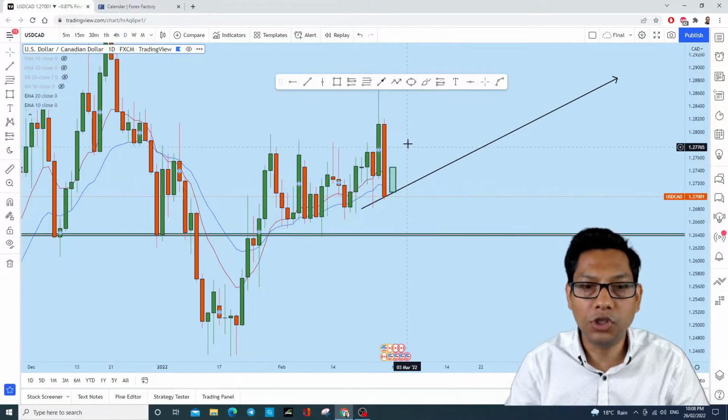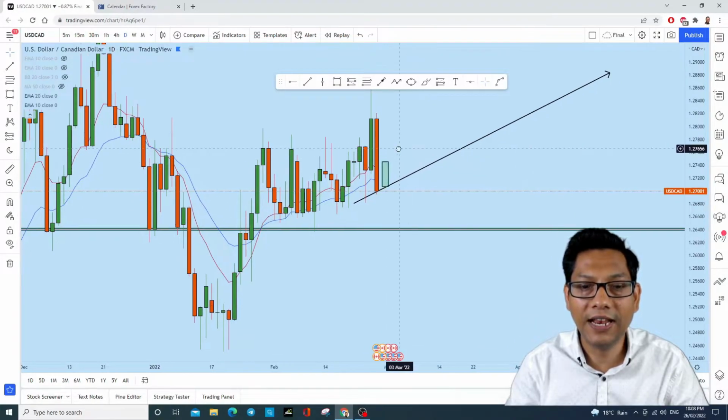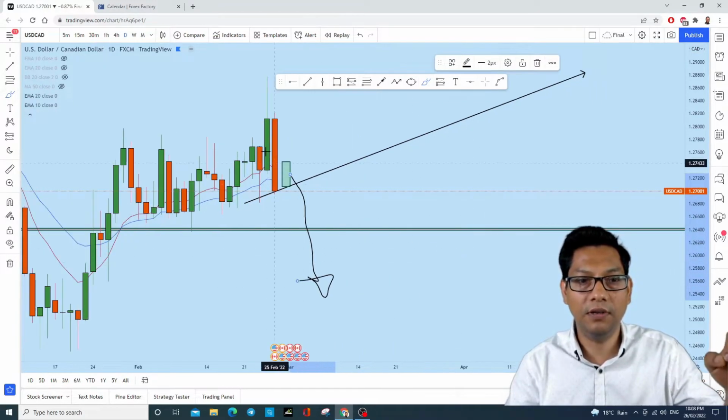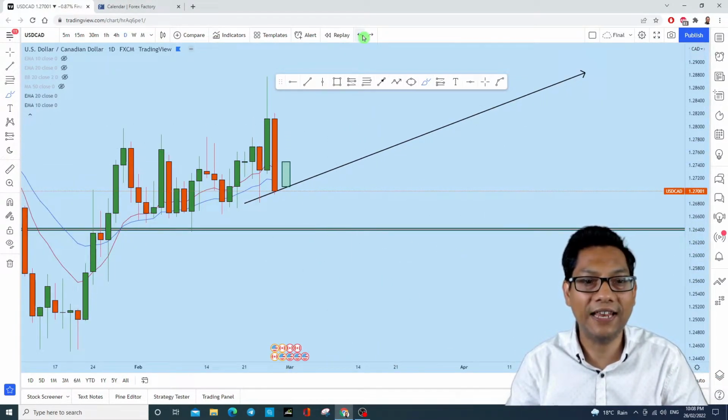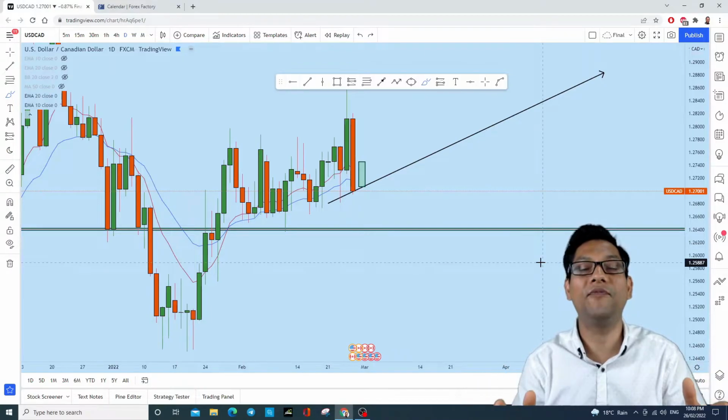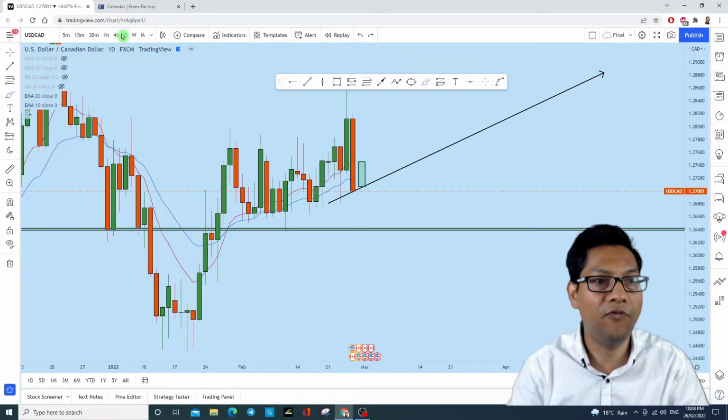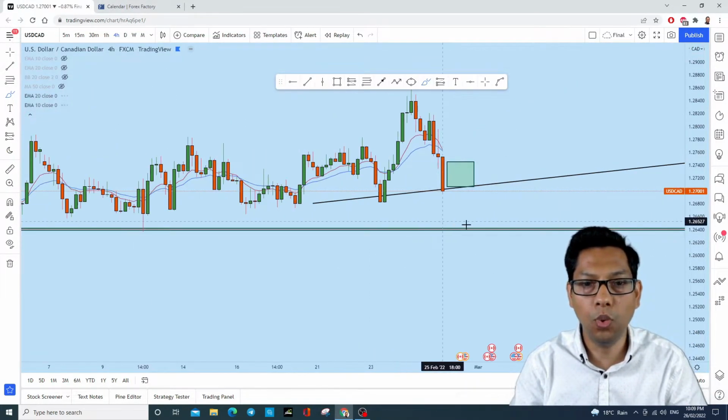Let me draw it clearly so you understand exactly. So we could possibly see a green candle on the daily, and then boom, pushing to the downside, creating a head and shoulder. So what is likely to happen? Now we need to wait for further confirmation on the 4 hour.